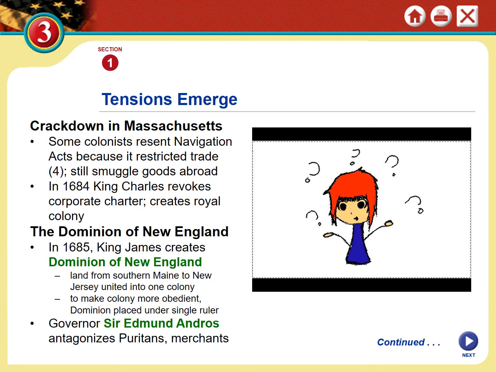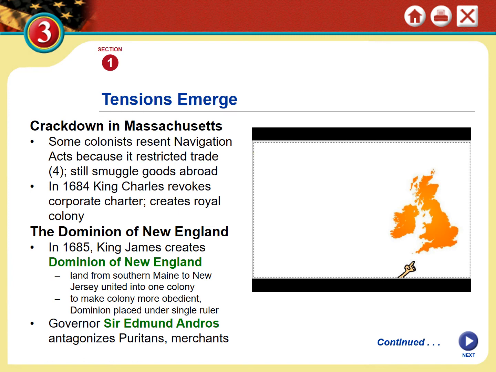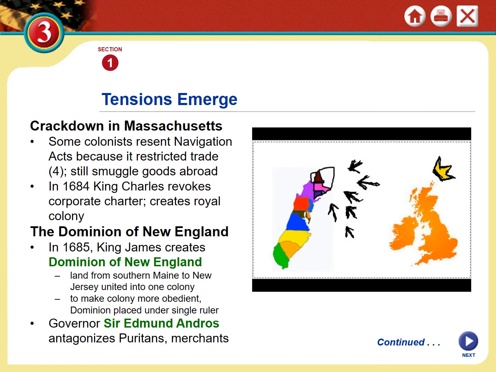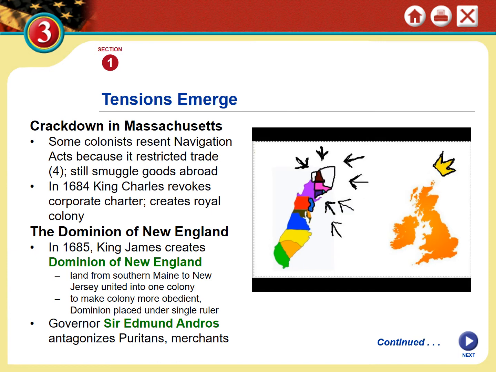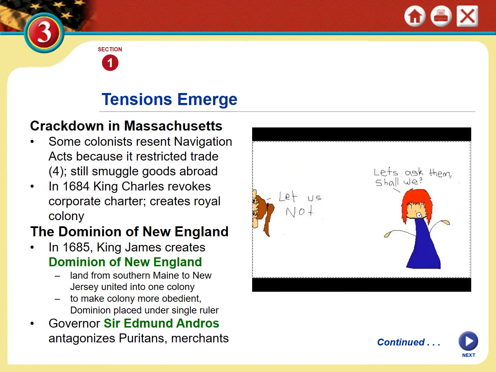Okay, now the Navigation Acts was meant to spur England's economic growth. And it did, in some ways, promote colonial economic growth as well. However, many colonists resented the Navigation Acts because it controlled trade. It hindered free economic enterprise. It was essentially telling the colonies, you can do business with England.